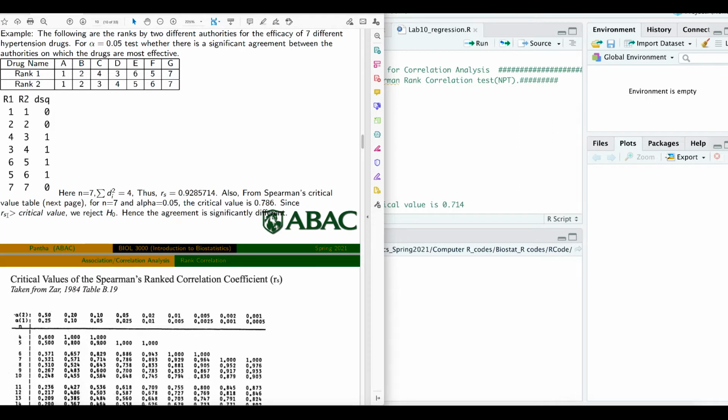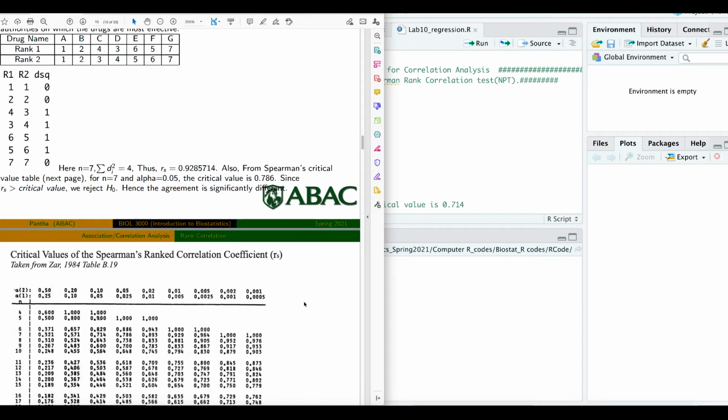Since r sub s, that is the test value, is bigger than the critical value, we reject the null hypothesis, okay? So hence the agreement is significantly different, because the null hypothesis was that they agree, that both authorities have similar ranking, versus not agreeing with each other. So we reject the null hypothesis, meaning that we do not agree. They are significantly different, okay?